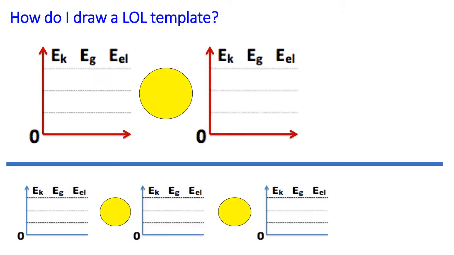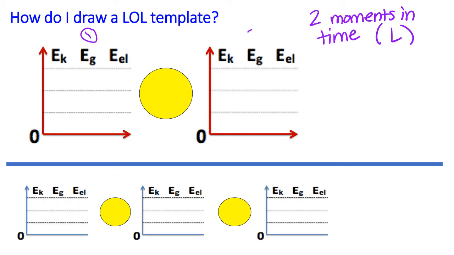So a basic LOL diagram is going to include 2 L's and 1 O, like you see on the top diagram here. What that gives us is 2 moments in time, and each moment in time is represented by an L. So this is moment in time 1, and this is moment in time 2. And it gives us 1 system.